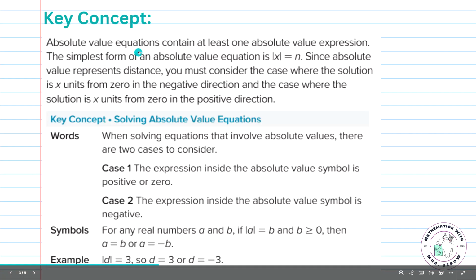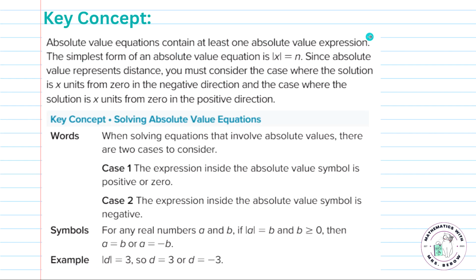Absolute value equations contain at least one absolute value expression. The simplest form of an absolute value equation is the absolute value of x equals n. This is something that we started evaluating back in 6th grade when we were first introduced to the concept of absolute value, right? Absolute value, again, is a distance. And so we have to consider the case where the solution is x units from 0 in the negative direction and the case where the solution is x units from 0 in the positive direction.